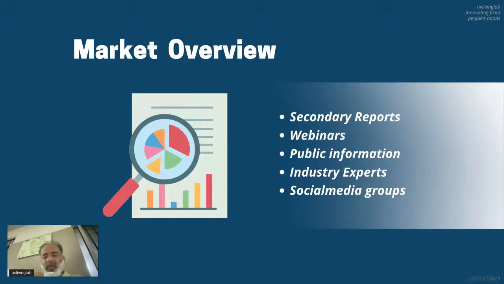The other method is public information. There is a lot of public information available with the government, as well as company registrars. So you can look into that information to get an idea about new companies coming into your business or your business category.